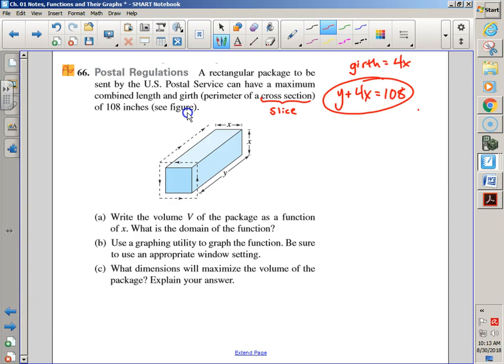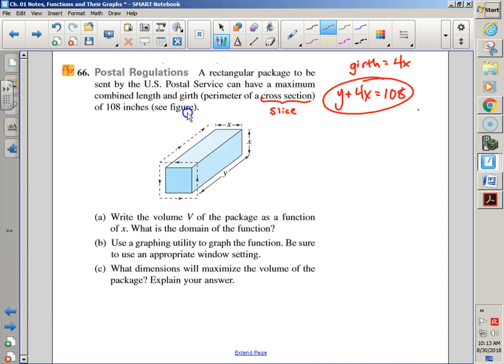Okay, letter A. Did you figure out that you were supposed to think about geometry like we did with the cylinder in our notes? Okay, rectangular solid. What's the volume formula?